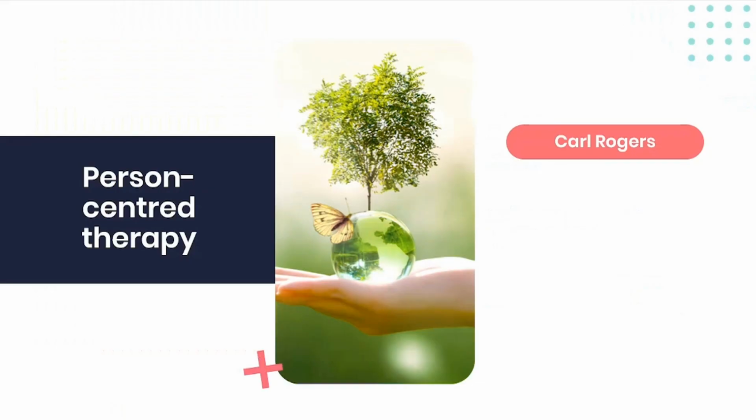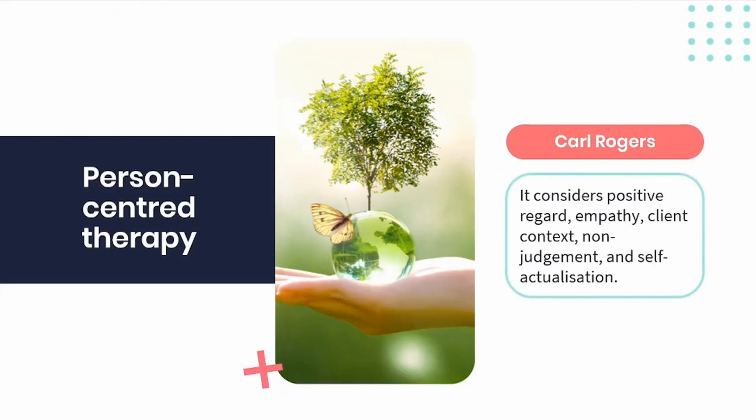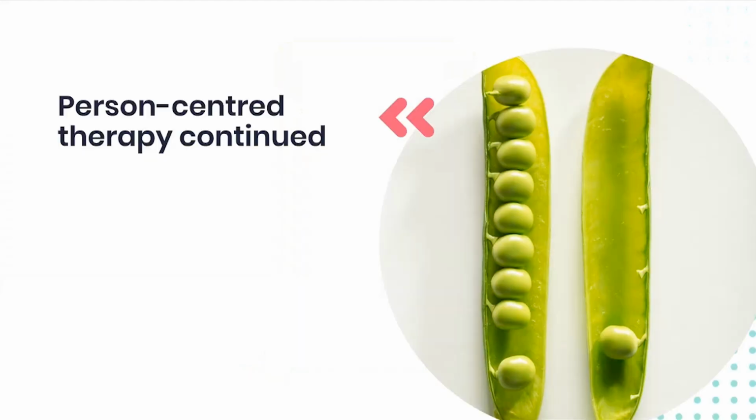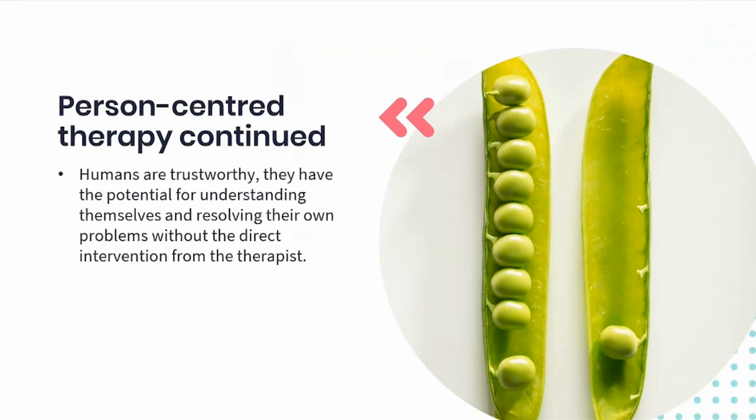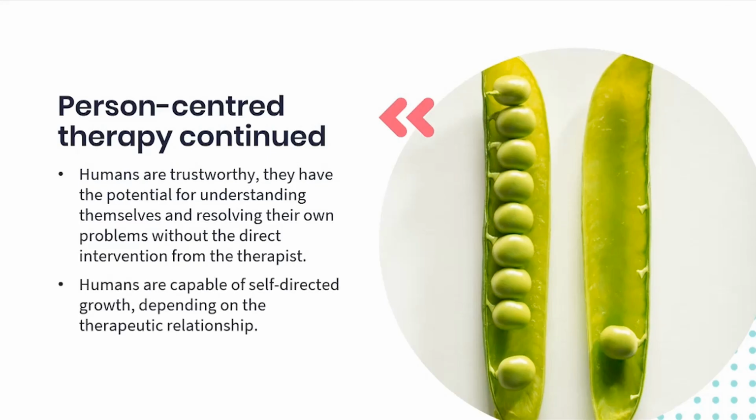The values of the humanistic movement are all included in person-centered therapy and include positive regard, empathy, becoming part of the client's context, being non-judgmental, and not acting as the expert of the client's life, such as with other types of therapy. According to Rogers and person-centered therapy, which is part of the humanistic school of thought, humans are basically trustworthy, and they have a vast potential for understanding themselves and resolving their own problems without direct intervention on the therapist's part. It is also believed that they are capable of self-directed growth if they are involved in a specific type of therapeutic relationship with their therapist.